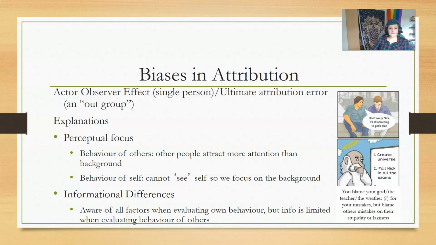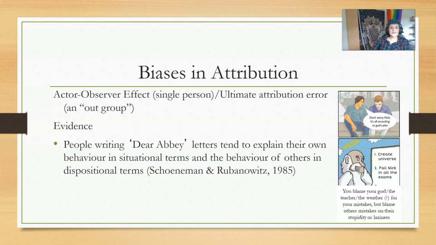And then there's informational differences. We're aware of all factors when we're evaluating our own behaviour and situation and context that might be attributed to this, but information is limited when you're evaluating the behaviour of others, and therefore you only assume that their behaviour is a direct result of their internal working. Evidence for this comes from analysis of people writing Dear Abby, so agony aunt letters, and how they tend to explain their own behaviour in terms of situational factors, but the behaviour of others in dispositional terms.